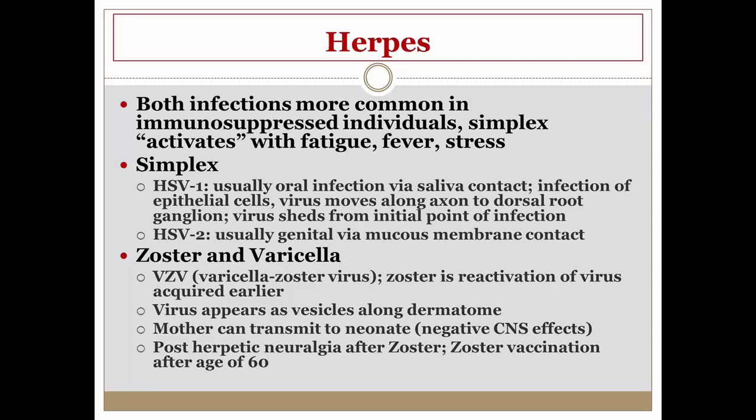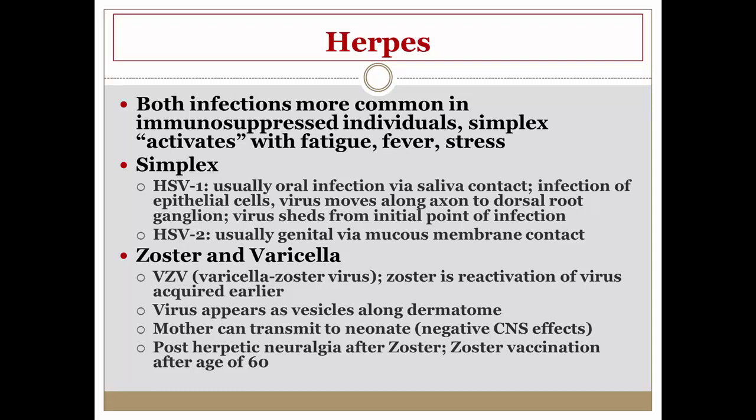HSV2 is usually a genital virus, and it also spreads or is acquired through mucous membrane contact. Once again, virus sheds from the point of infection. So through sexual intercourse would be the most likely way for HSV2 to shed and be transmitted.